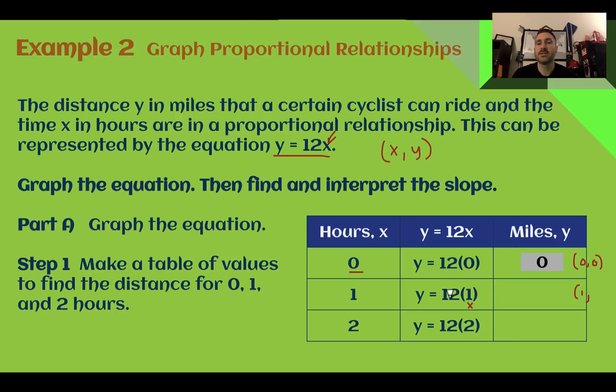1 times 12 is 12, so y must be equal to 12. Again, my coordinate that I'm going to plot, 1 for x gave me 12 for y. If I plug in 2 for x, 2 times 12 is 24, so my coordinate would be 2, 24. And as we're graphing these, this is going to be a pretty helpful trick. Whatever you plugged in for x and whatever you got out for y is going to help you to graph and make a straight line.